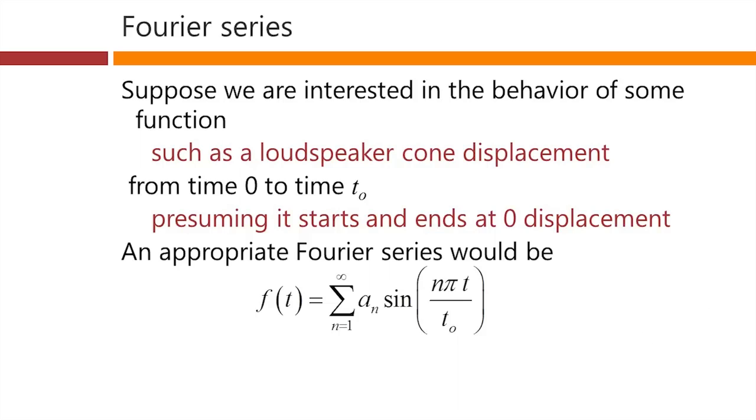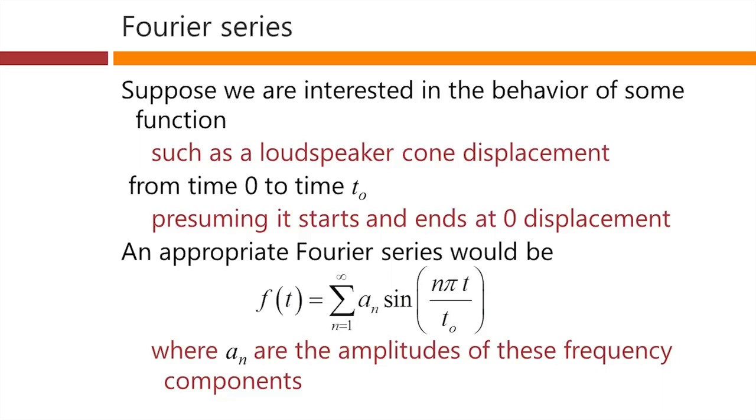We're saying that if we take a collection of these sine waves, put appropriate weights in front of them, add them all up, they can describe any function f of t that starts at time 0 at 0 displacement and ends at time t0 also at 0 displacement. Now, we're not proving this, but this is a remarkable kind of result here, and we'll be working more with this concept as we go forward.